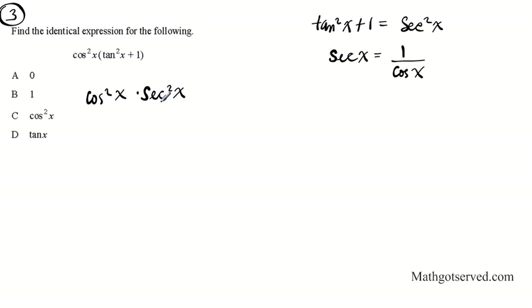Now I'm going to express secant using a reciprocal identity. This is going to be cosine squared x times secant, which will become 1 over cosine squared x. Okay? You notice these are identical, so they divide out to 1. And the final answer is simply 1. So the answer to number 3 is B. Alright, moving on to question 4.